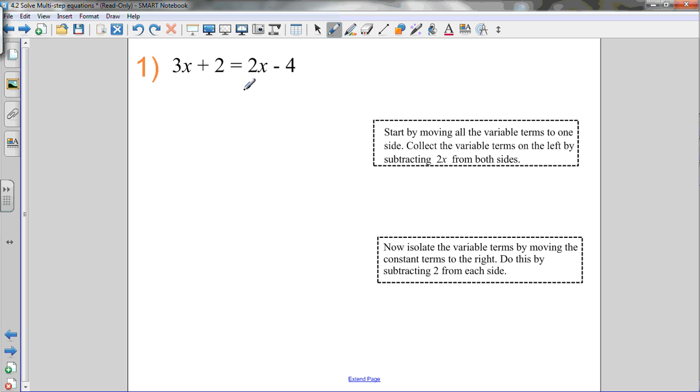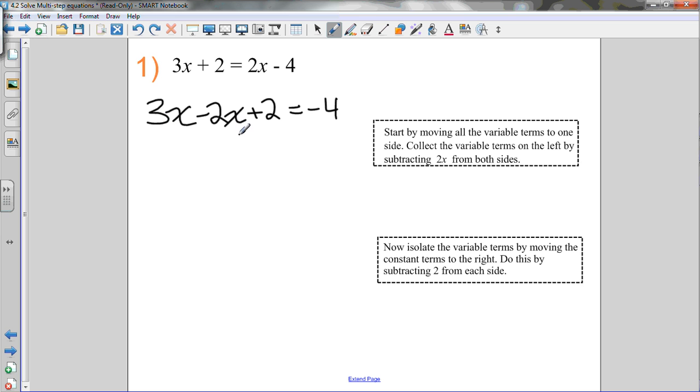I know to move something to the other side of the equation, I must do the opposite. So to move it to the other side of the equation, I must subtract 2x. So I have 3x minus 2x. It became a minus 2x on the left side of the equation because on the right side of the equation it was a positive 2x. Plus 2 equals negative 4.